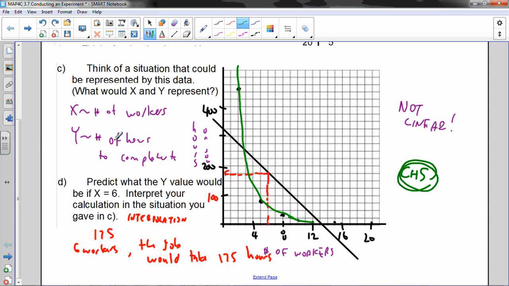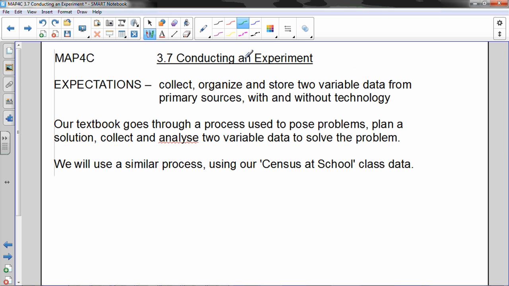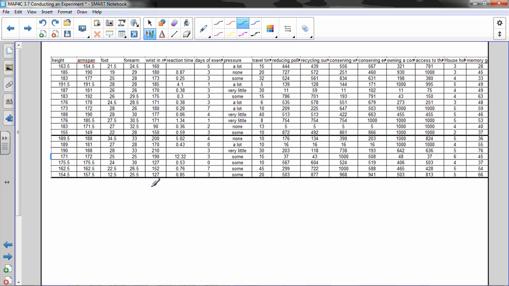I should put a title, but I'm moving on. Conducting an experiment. It says collect, organize, and store 2 variable data from primary sources with and without technology. Our textbook goes through a process used to pose problems, plan a solution, collect and analyze 2 variable data to solve the problem. We're going to use a similar process using our census at school data. Hopefully you filled that out, and hopefully I've given you a sheet of paper with everyone's data on it. Obviously I don't have that data now when I'm making this video, but this is from a class a year or a couple of years ago, and we're going to use this data. So what does it say?